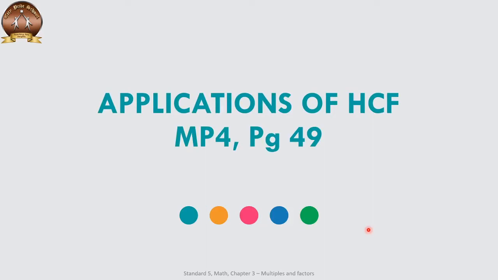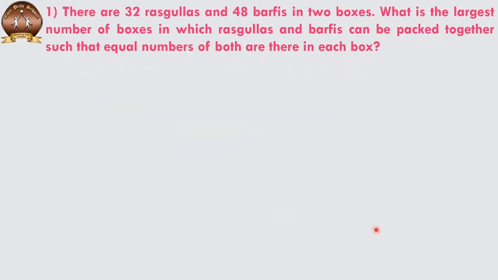Okay, now we will look for the applications of HCF. Applications are the story problems where we need to know how and when we are going to apply the HCF. It is the highest common factor. Now we have a question here. There are 32 rasagullas and 48 burfis. What is the largest number of boxes in which rasagullas and burfis can be packed together such that equal number of both are there in each box?